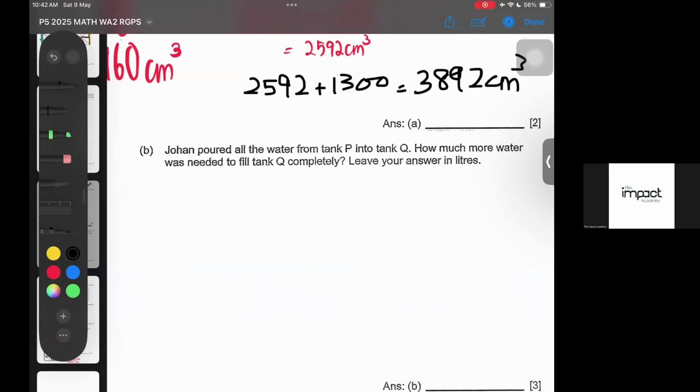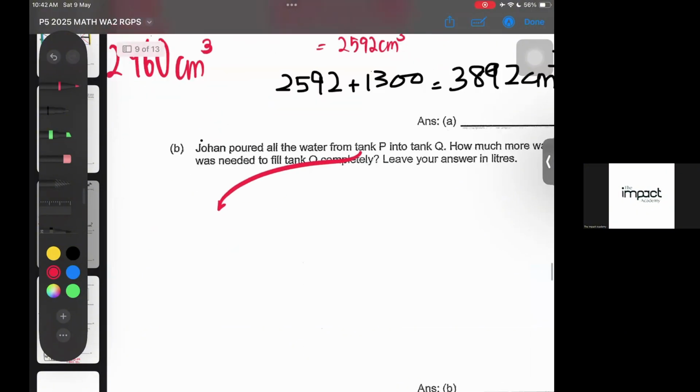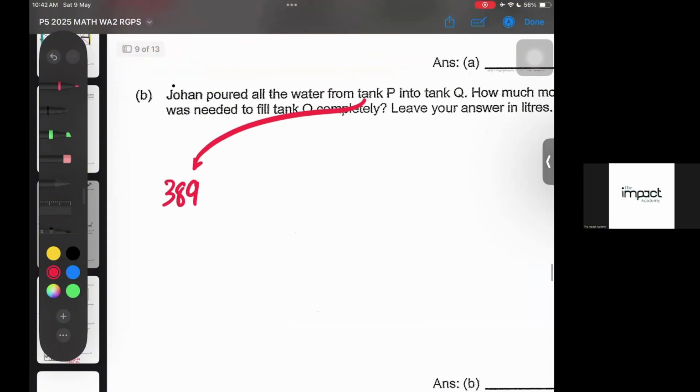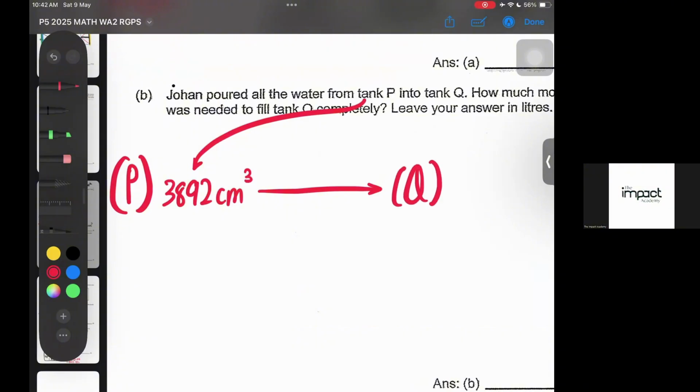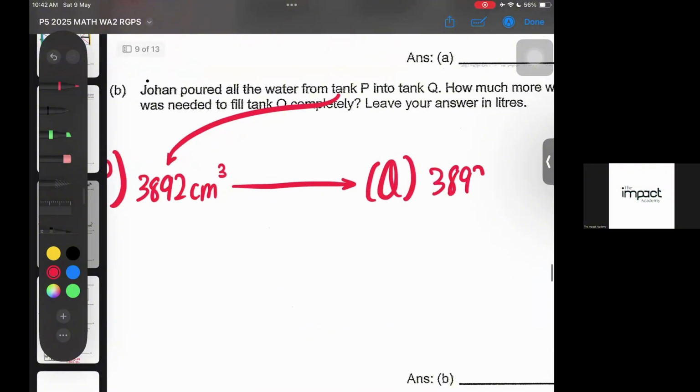Now, Johan decided to pour all the water from tank P. How much is poured from tank P? 3,892. You understand what I'm trying to say? All the water from tank P is poured into tank Q. So tank Q will now also have 3,892 centimeter cube, right?